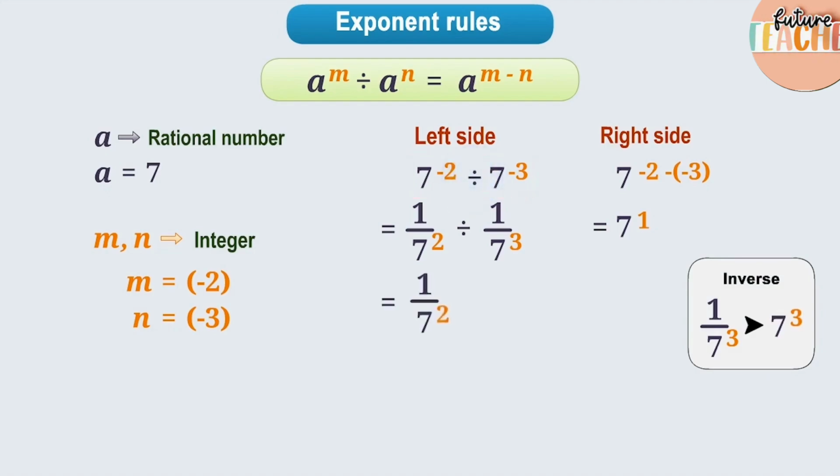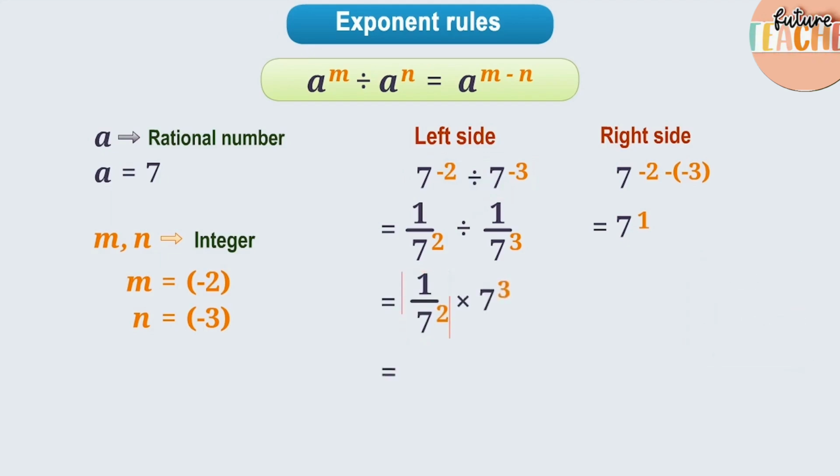1 upon 7 to the power 2 into 7 to the power 3. Since 7 to the power 2 is equal to 7 into 7 and 7 to the power 3 is equal to 7 into 7 into 7, we will deduct 2 7s from the denominator and 2 7s from the numerator. From this, we will get the result 7 to the power 1, which is equal to the right side.